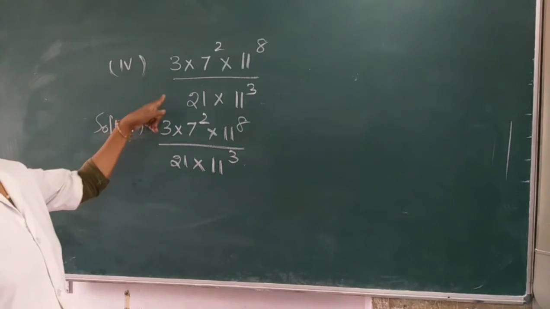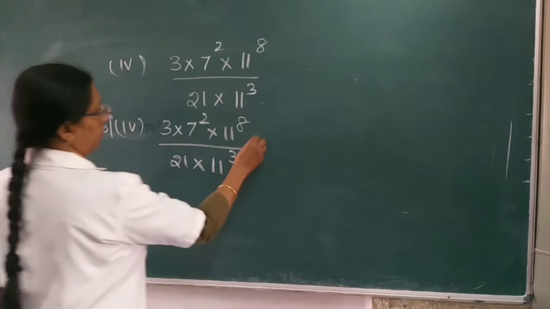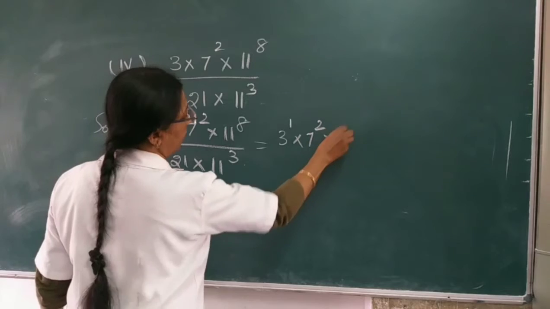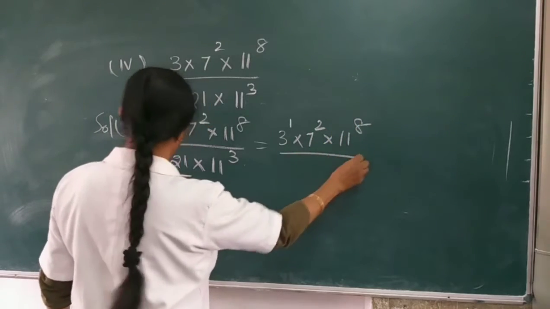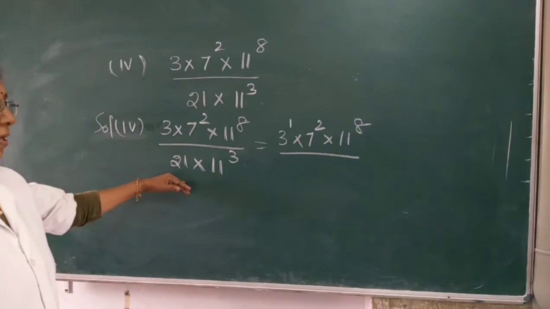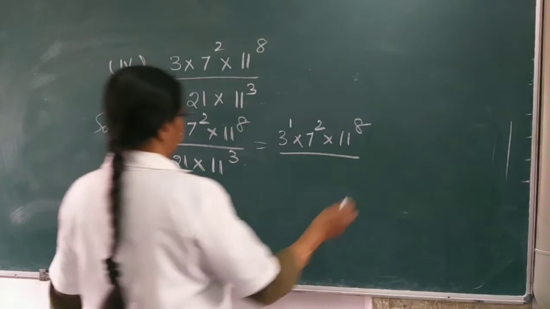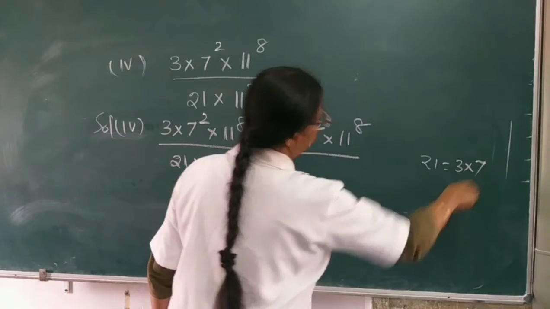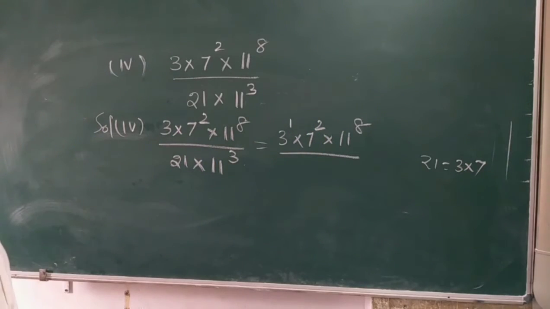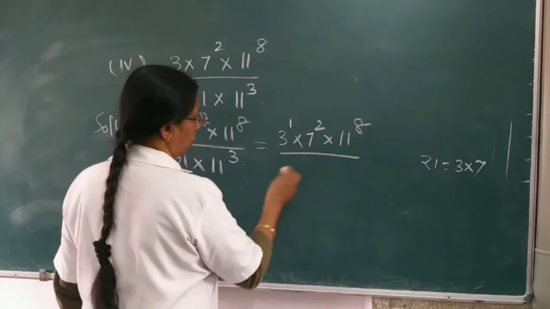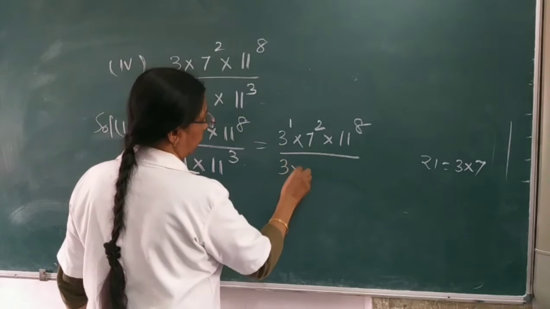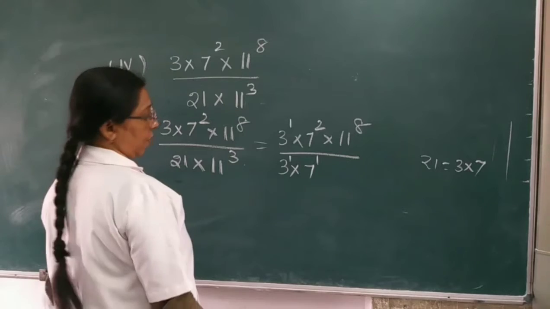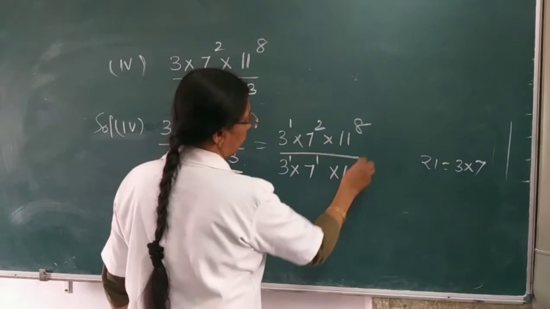Okay, this 3 means 3 raised to 1. So we can write 3 raised to 1 into 7 square into 11 raised to 8 divided by 21. 21 is equal to 3 into 7. 3 into 7 is 21. So we can convert this 21 as 3 into 7. 3 means 3 raised to 1, 7 means 7 raised to 1, into 11 raised to 3.